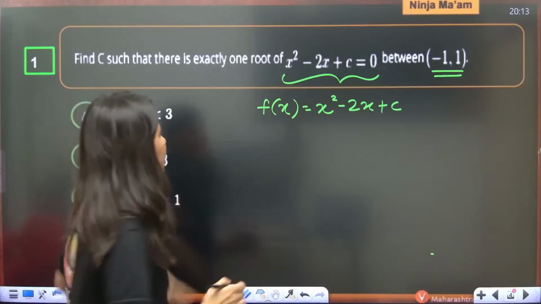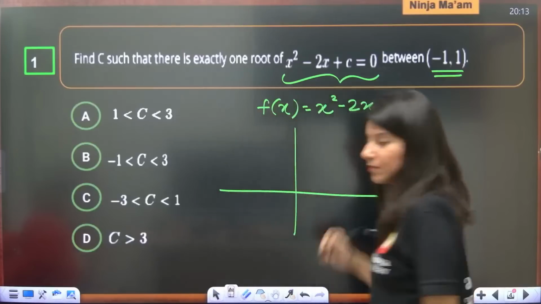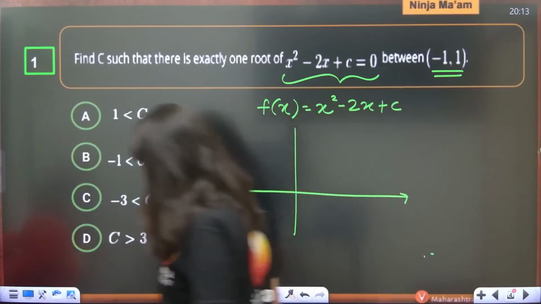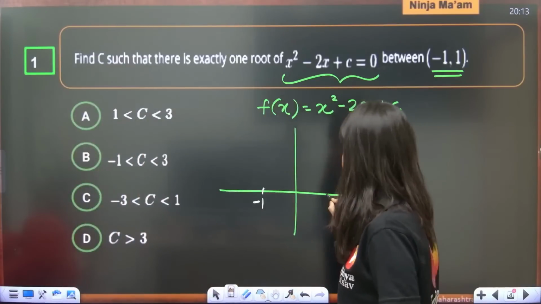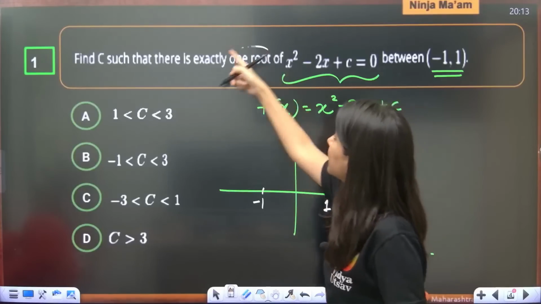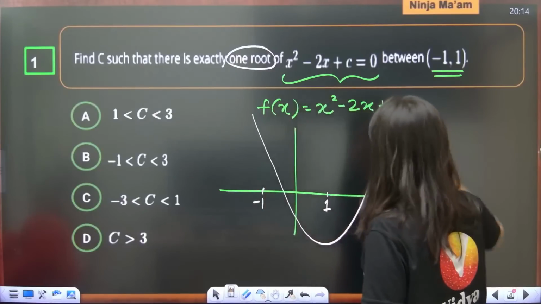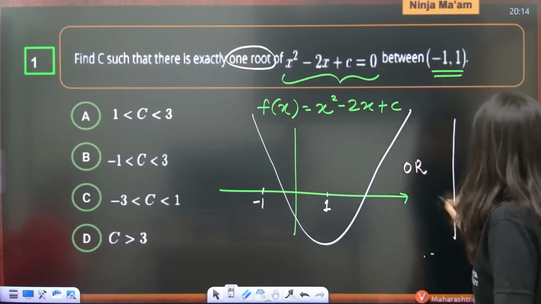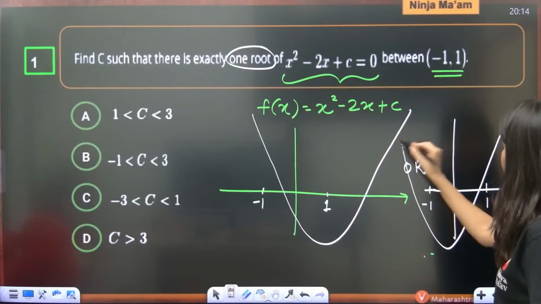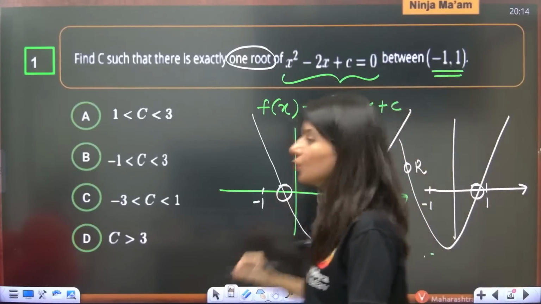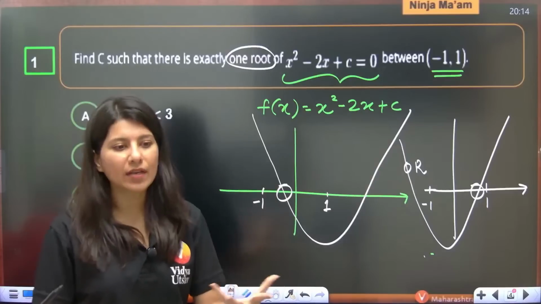Now, the graph of a quadratic polynomial, we always know, will be an upward facing parabola. If I try to plot this curve, between -1 and 1 we need to have exactly one root. So the parabola graph can be like this, where this is -1 and this is +1. Basically I just want one root between -1 and 1. Are you getting my point?